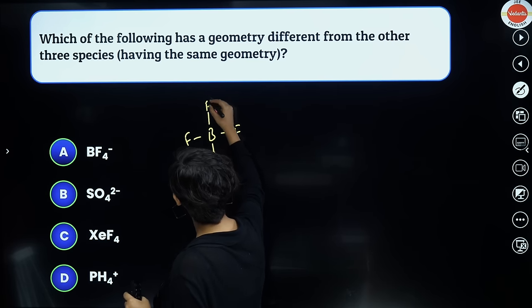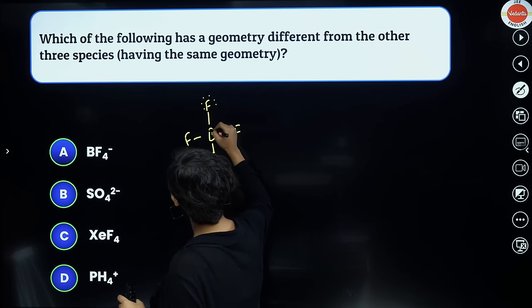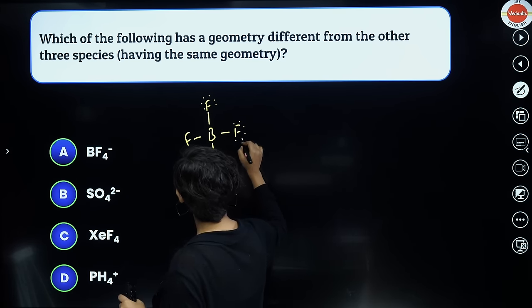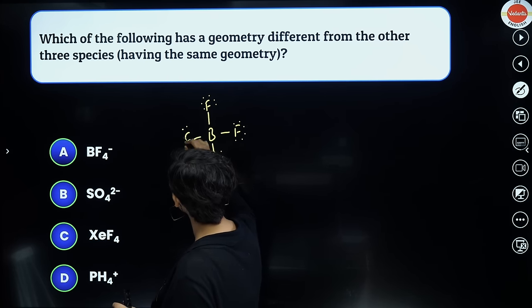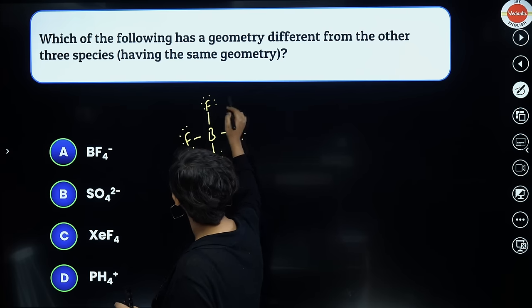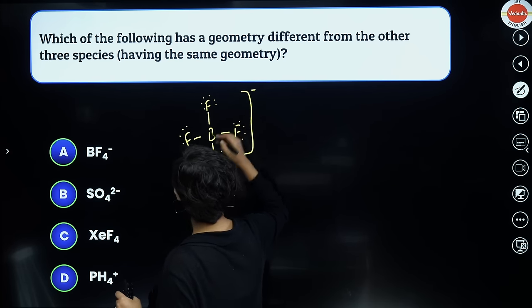All of them are done, yes. So, 1, 2, 3, 4, 5, 6, 7, 8 for each atom. And this, I can write it as minus, okay.